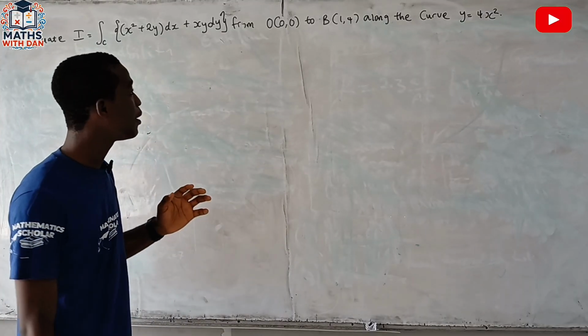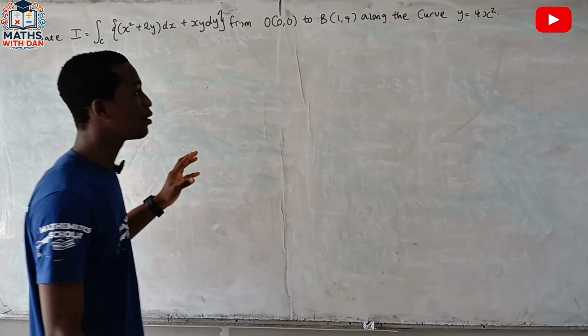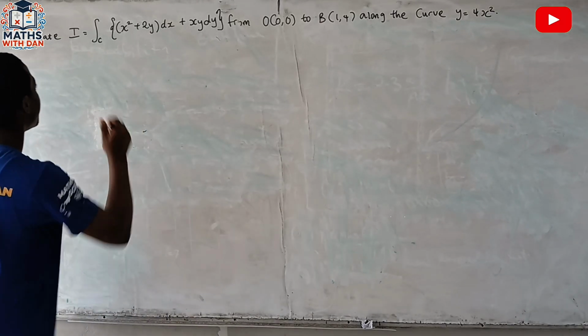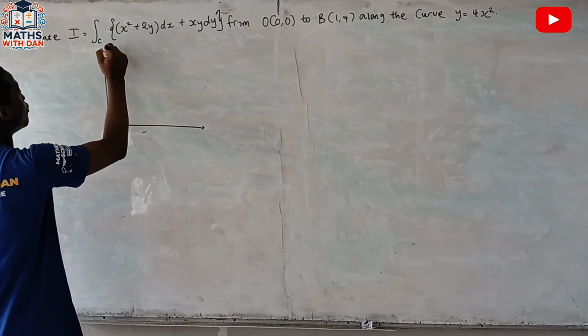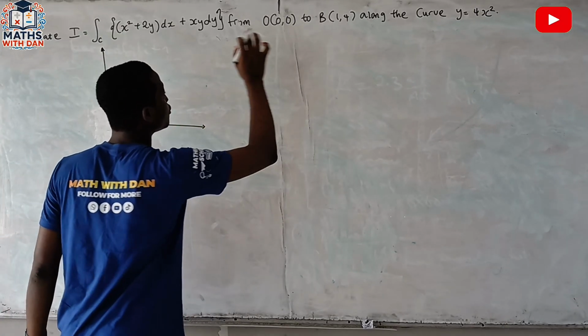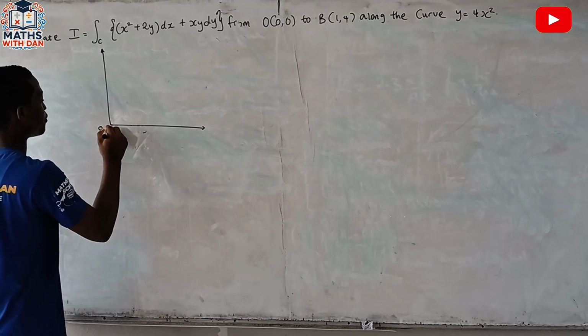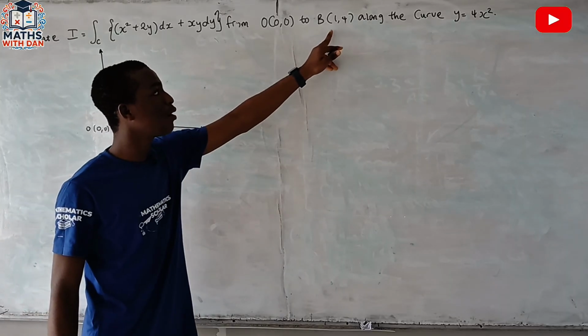The first thing that we are going to do is take note that this is a line integral, right? So we draw our graph to represent the question given to us. The first thing is to draw the graph to locate those points. These are the 2 points. We have (0, 0), which is the origin, at point O. Then we are locating (1, 4).